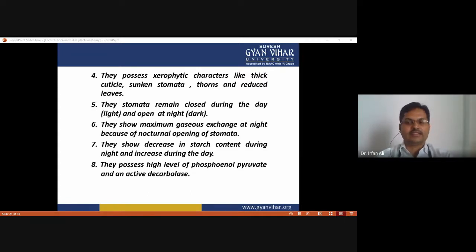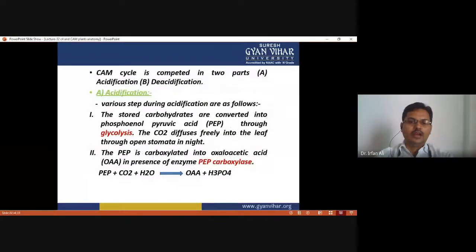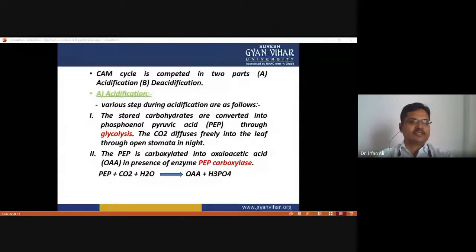When the malic acid releases carbon dioxide during the daytime, it can proceed into the Calvin cycle. That's why the starch content increases during the daytime, and they possess a high level of phosphoenol pyruvate and active decarboxylase. Some more characteristics: the CAM cycle is completed in two parts, acidification and deacidification.